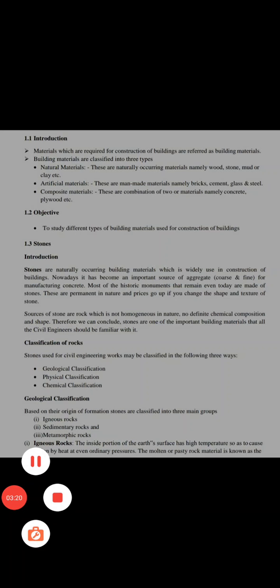Igneous rocks are nothing but those formed from the inside portion of the earth, where the temperature is so high as to cause fusion. By heat, even at ordinary pressure, the molten or pasty rock material is known as the igneous rock.